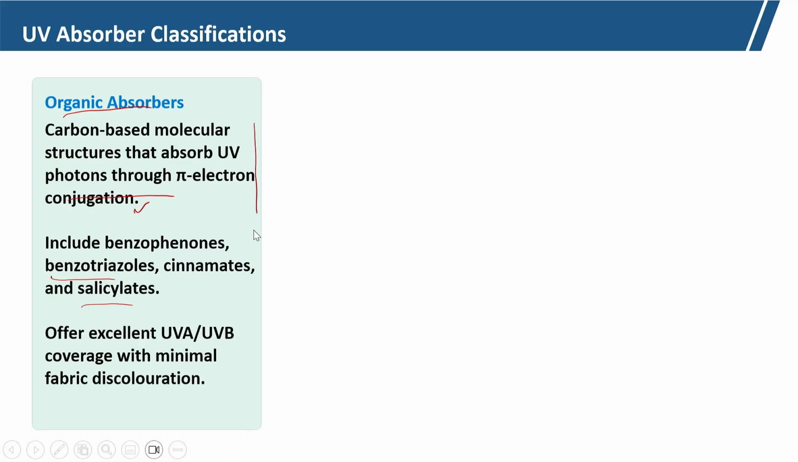So, these are the different types of absorbers, and it often offers excellent UV absorbance capability under UVA and UVB coverage with minimal fabric discoloration. So, fabric discoloration does not take place here. If at all it is there, it is a very minimal discoloration even after the absorption of UV rays.